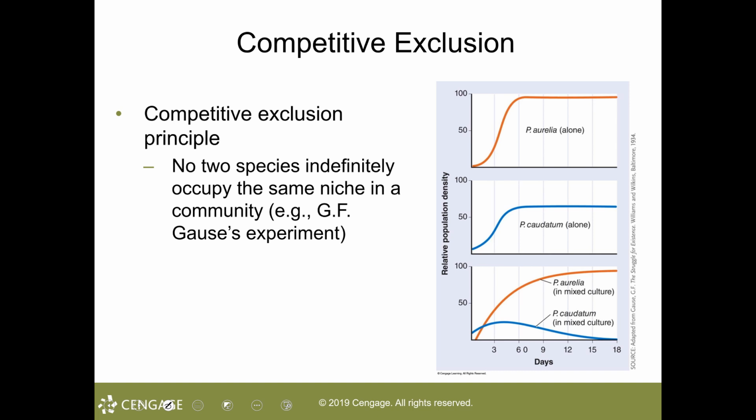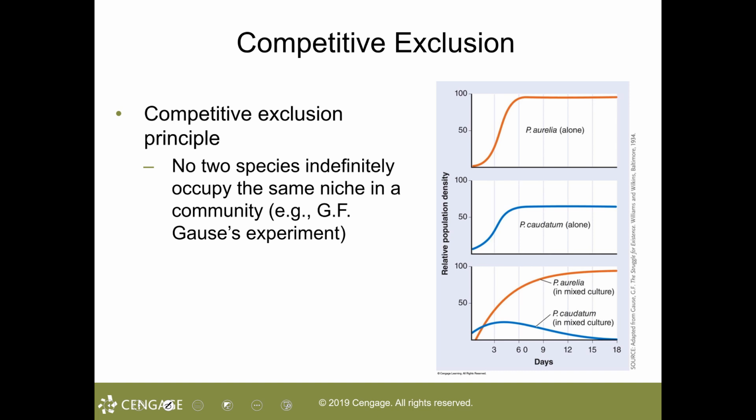As he got to this, he used Paramecium species, Paramecium aurelia and Paramecium caudatum alone. And alone, each of these species reached what is called carrying capacity, meaning they had quick exponential growth and then leveled out. Each of these alone did.